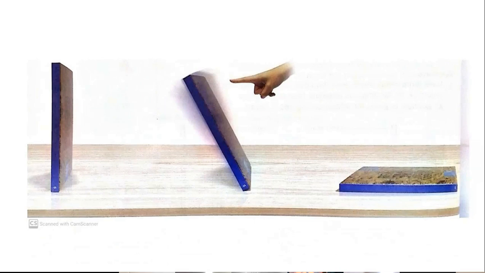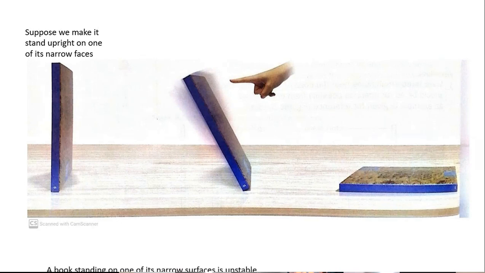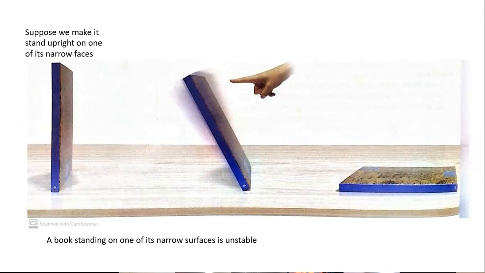Let us consider a book. It has six faces: two broad and four narrow. Suppose we make it stand upright on one of its narrow faces. A book standing on one of its narrow surfaces is unstable. Why? For example, if we give it a slight push, what will happen to this book?